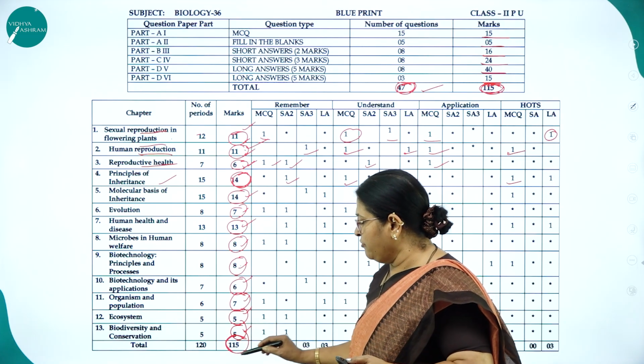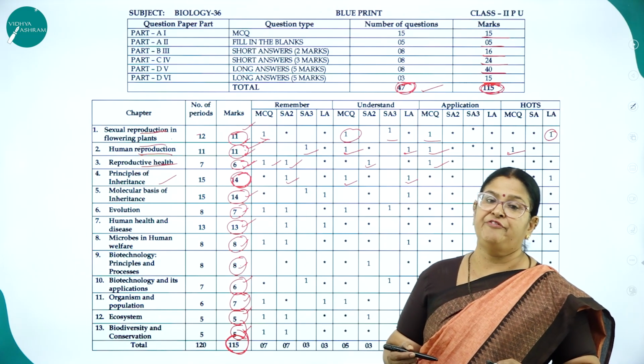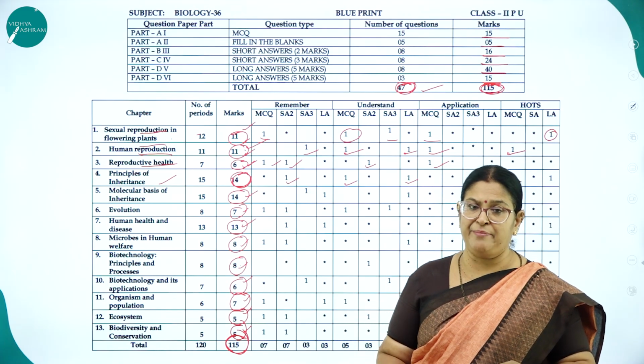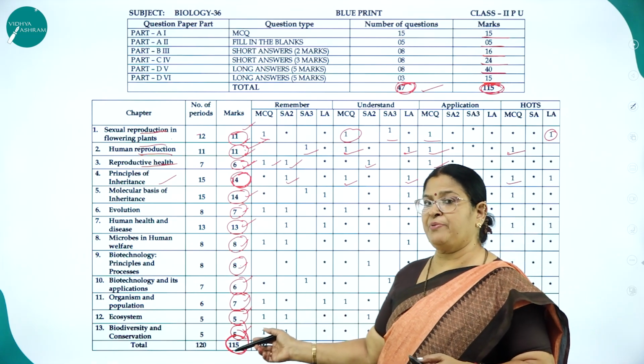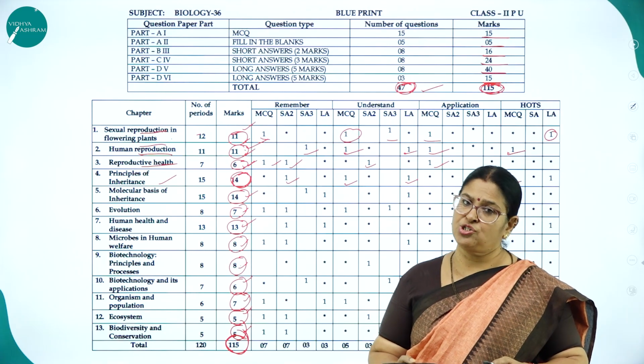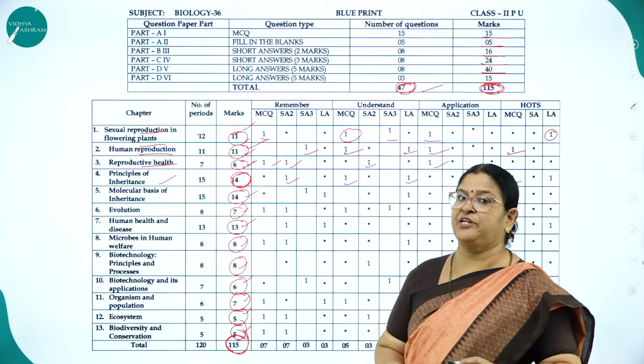So the total weightage of marks for the whole syllabus is 115. As you all know, your paper is for 70 marks, but the whole question paper will include 115 marks, which includes even the choice questions. Let me move on. I hope I am clear with this slide.